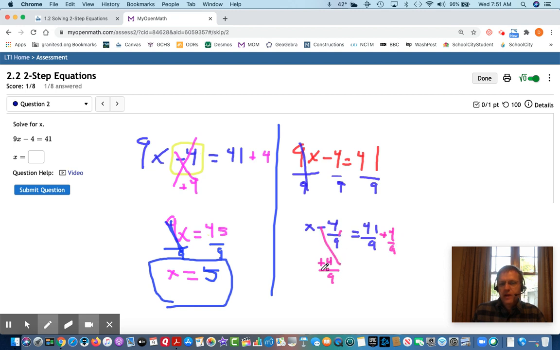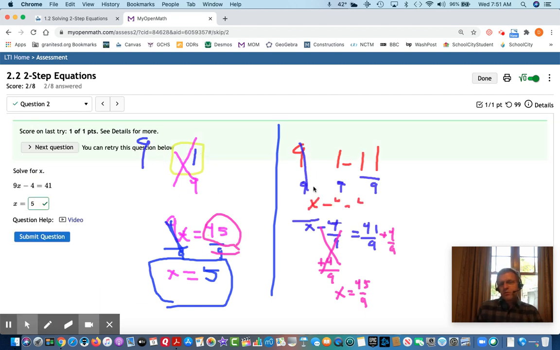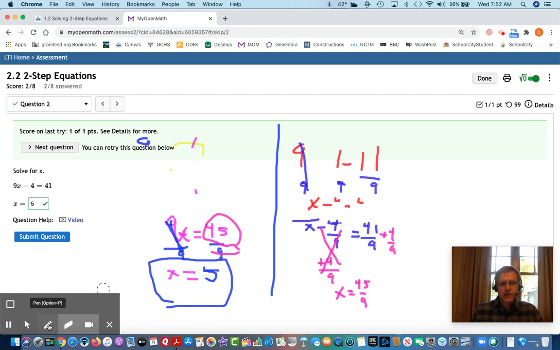So that gets rid of that. And so x is equal to 45 over 9. And we already figured out what 45 over 9 is. We did that over here. 45 over 9 is equal to 5. So both sides got you to the correct answer. But if I have to choose, I would much prefer the left side to the right side.